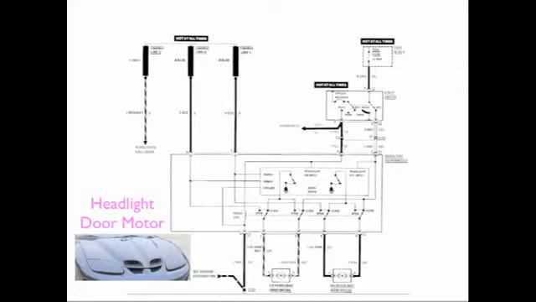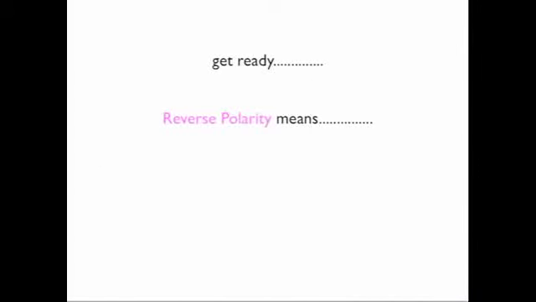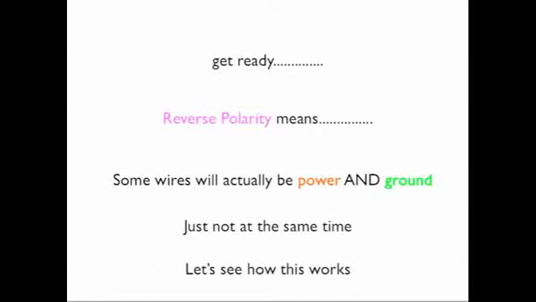Now we have a headlight door motor, and we have 2 headlights, so we actually have 2 motors. Now there is not a motor for open and a separate motor for close. You have one motor that opens and closes, and the other one opens and closes. So this must be reverse polarity. Reverse polarity means some of the wires will actually be power and ground, just not at the same time. So let's see how this works.